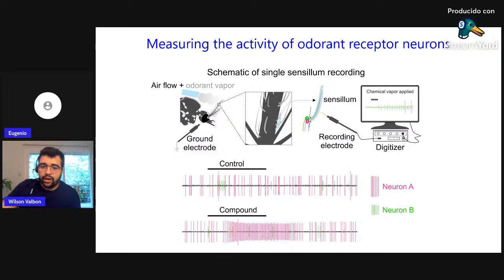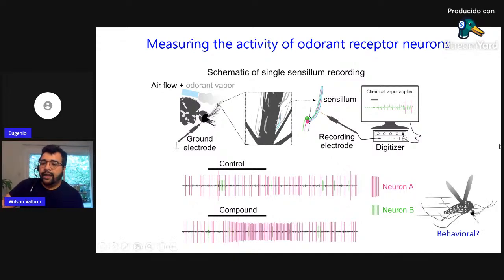So that's it. We have two major techniques: EAD, for the whole antenna, and SSR, single sensillum recording, to measure a specific sensillum. I forgot to mention that the sensilla are very hard to tell apart because they are very tiny, but they have different shapes and different sizes, so you can tell them apart. That one is a specific type of sensillum. I will talk about this later.